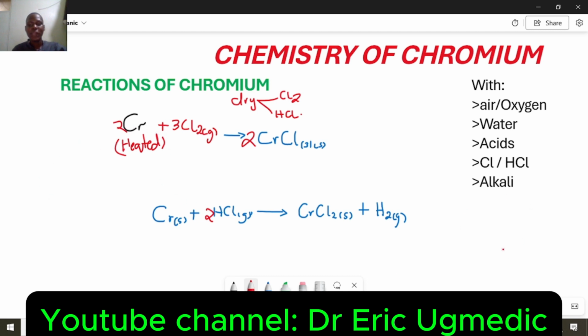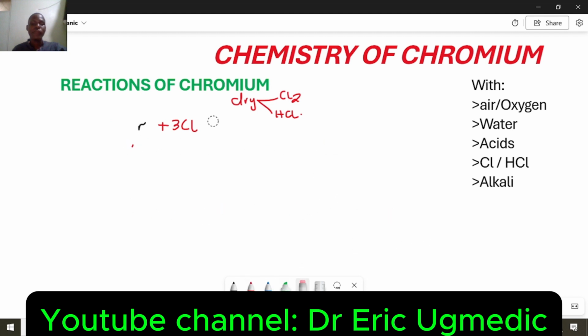So lastly, we shall look at the reaction with the alkali. With the alkali, it will still form products in the +3 oxidation state. So the alkali in this case, we are mainly talking about the hydroxide ions, which can be from sodium hydroxide, or we can also have potassium hydroxide.